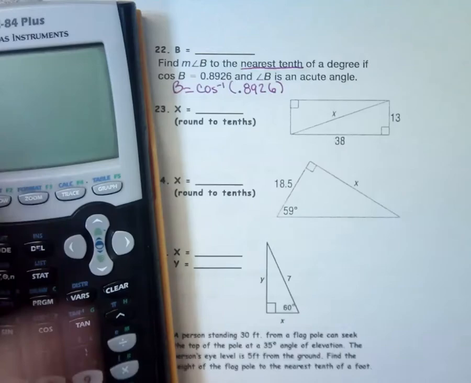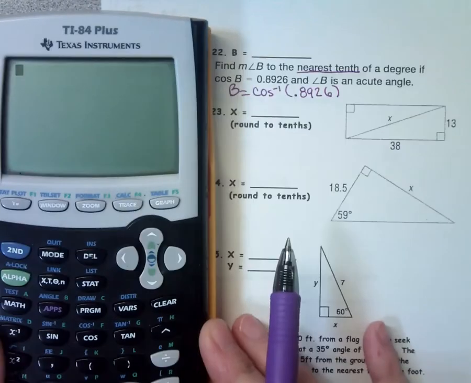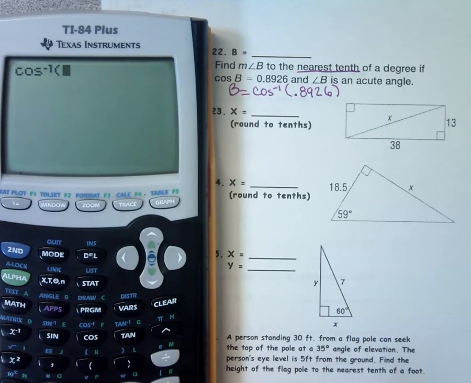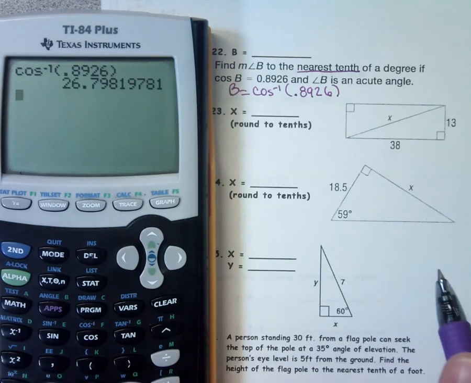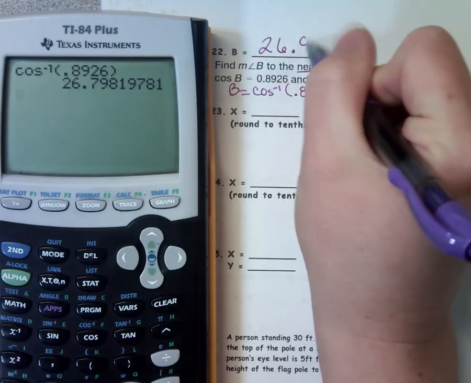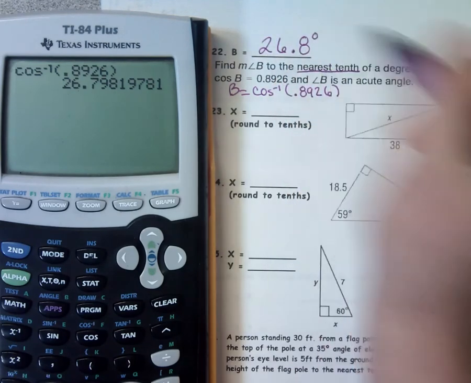Okay, so I'm going to type that in my calculator. So I'm going to go second cosine 0.8926, and it wants me to round to the nearest tenth of a degree. So this would be 26.8, and that's degrees.